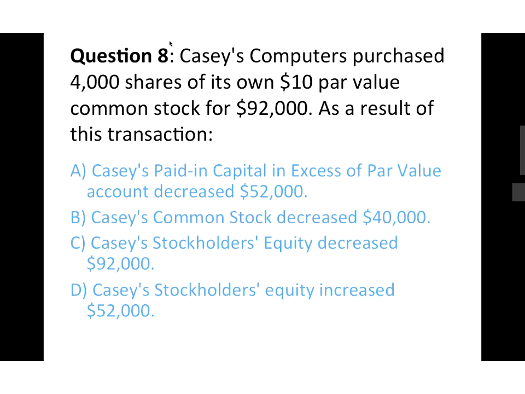So Casey's Computers purchased 4,000 shares of its own $10 par value common stock for $92,000. So this is Casey's Computers purchasing its own stock, treasury stock, for $92,000. As a result of this, if you think about this, I'm going to go backwards for a moment. Keep in mind, hold in your mind that we purchased treasury stock for $92,000.